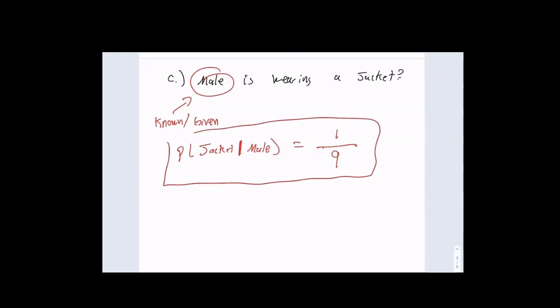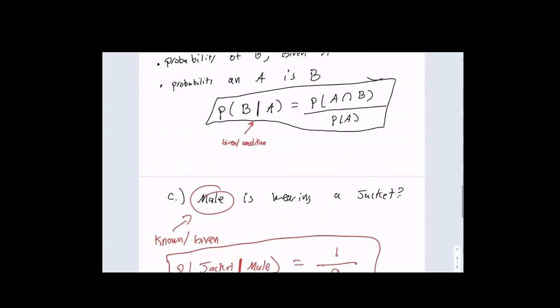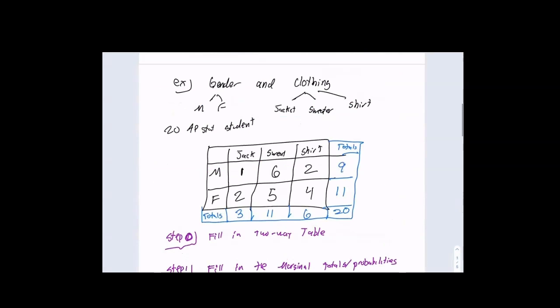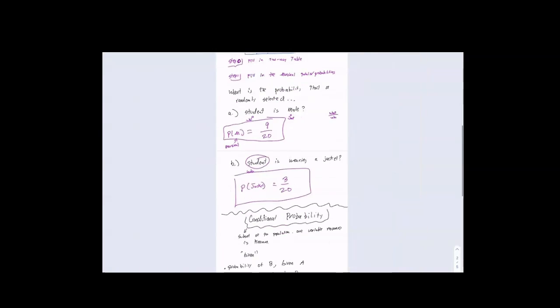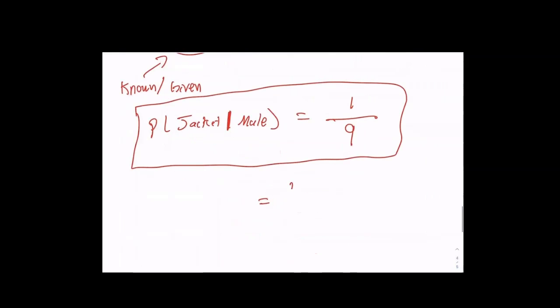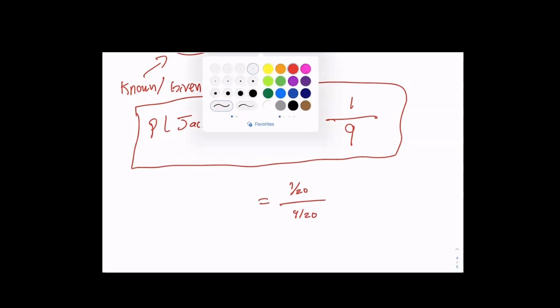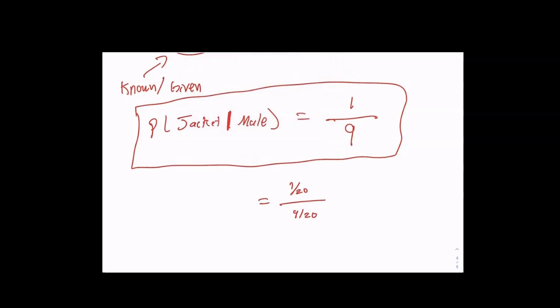Now, if you're asking, well, didn't you just show me something about probability of A and B and so forth like that? Well, yes. This is the same thing as the probability that I randomly select a student who's wearing a jacket, which would be 1 out of 20, divided by the probability that I select a male, which is 9 out of 20. And you can see these 20s cancel each other out, and I get 1 over 9.